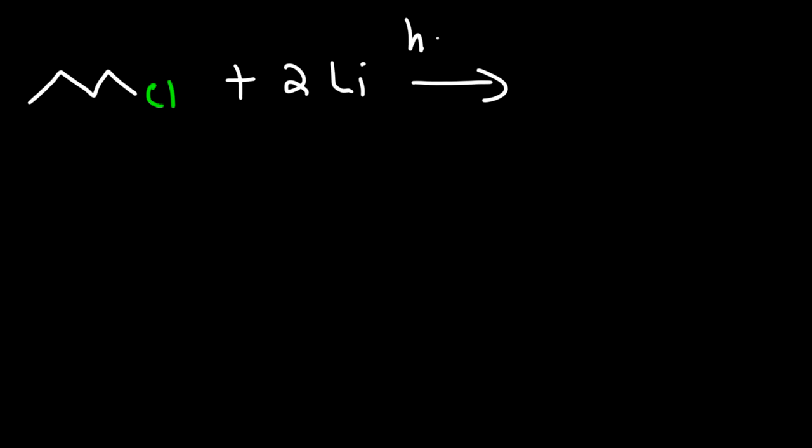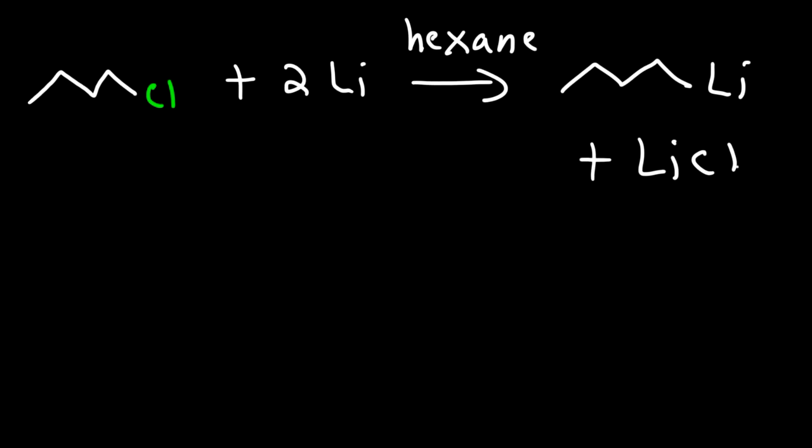Next up, we have organolithium reagents. And let's take an alkyl halide. In this case, let's use butyl chloride, or 1-chlorobutane. And we're going to react it with 2 equivalents of lithium metal. And we're going to do this in the presence of a nonpolar solvent like hexane. And so what we're going to get is basically an organolithium compound plus lithium chloride.